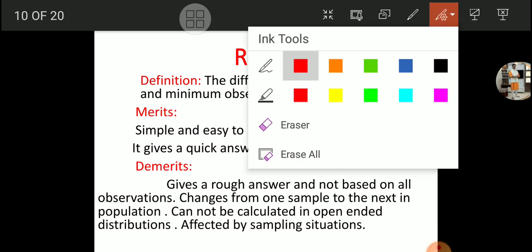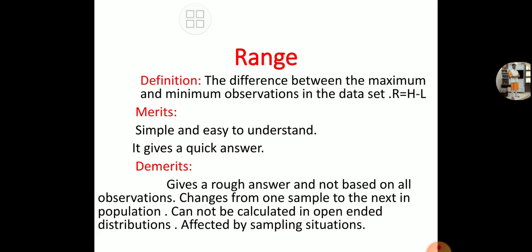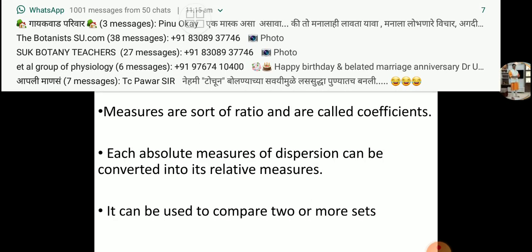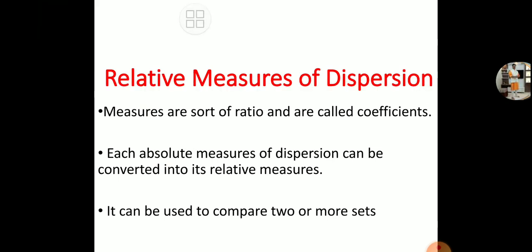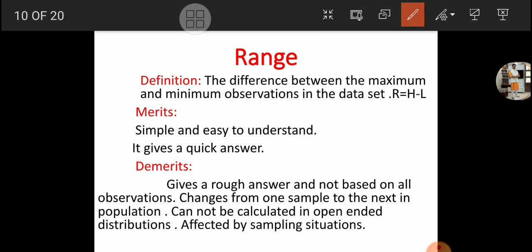Now here, my friends, we have to get an idea about the range. What is the range? Range is nothing but the difference between the maximum and minimum observations in the data. That is, R, range, is equal to higher value minus lower value, isn't it? Now, what are the merits of this range? First merit, it is simple and easy to understand. It gives a quick, immediate answer that we can take with the help of the range.